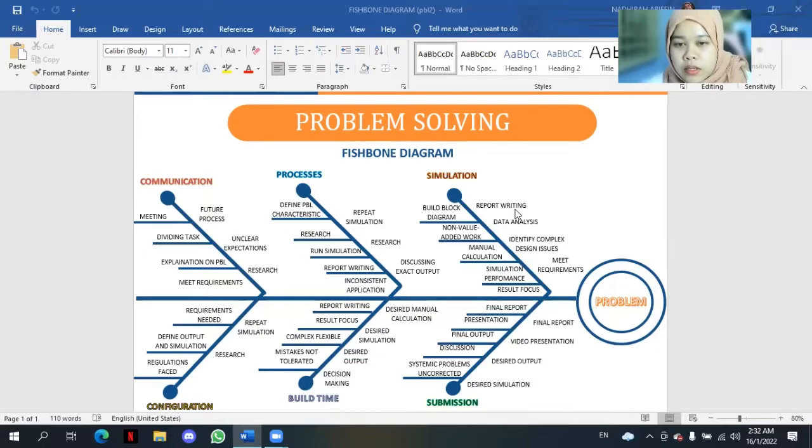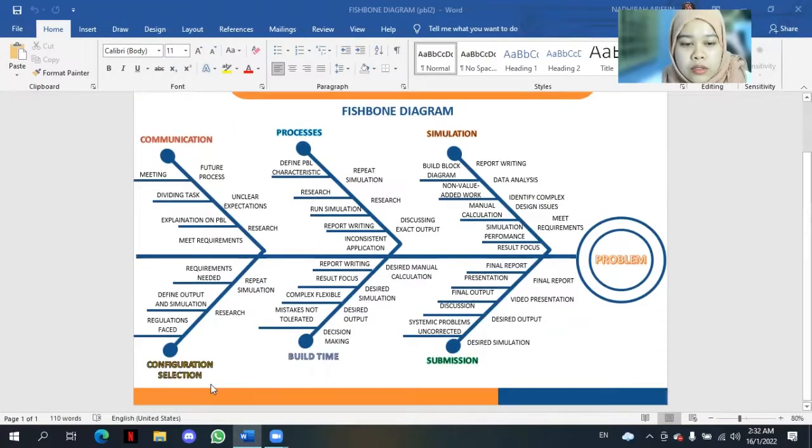So next is the report writing, data analysis, identify complex design issues, and then meet the requirements. So for the configuration selection, first is the requirements needed. We define the output and the simulation, the regulation phase for our group. Then we repeat the simulation, then research again about the PCM.